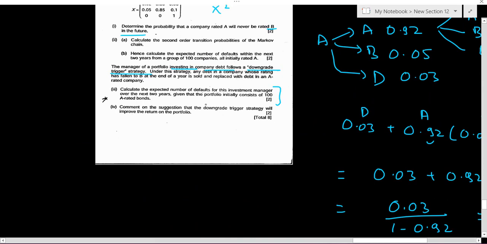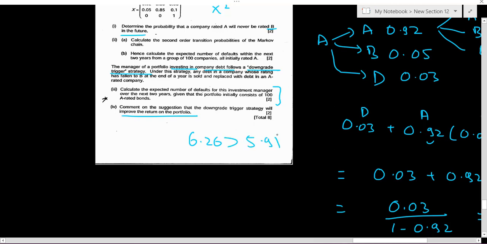So now they are asking us to comment on the suggestion that the downgrade trigger strategy will improve the return on the portfolio. So you need to make a comment here. Now we can observe that the number of companies that have defaulted have actually reduced with the downgrade trigger. Earlier they were 6.26 and now they're just 5.91. Okay, so 6.26 is greater than 5.91.